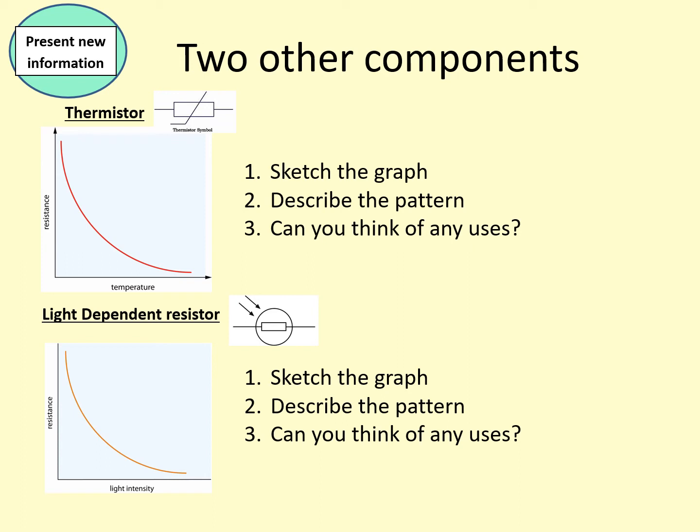So these show not current voltage graphs, but they show resistance temperature graphs and resistance light intensity graphs for 2 components. One is a thermistor and one is a light dependent resistor. Now the circuit symbols are shown on the slide along with the graphs. Now you need to put that information in your summary table that you're filling in throughout this lesson.